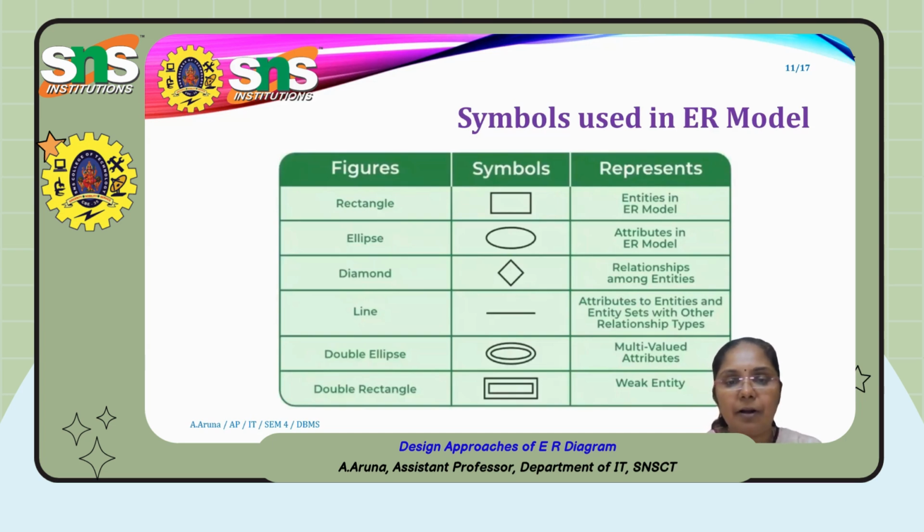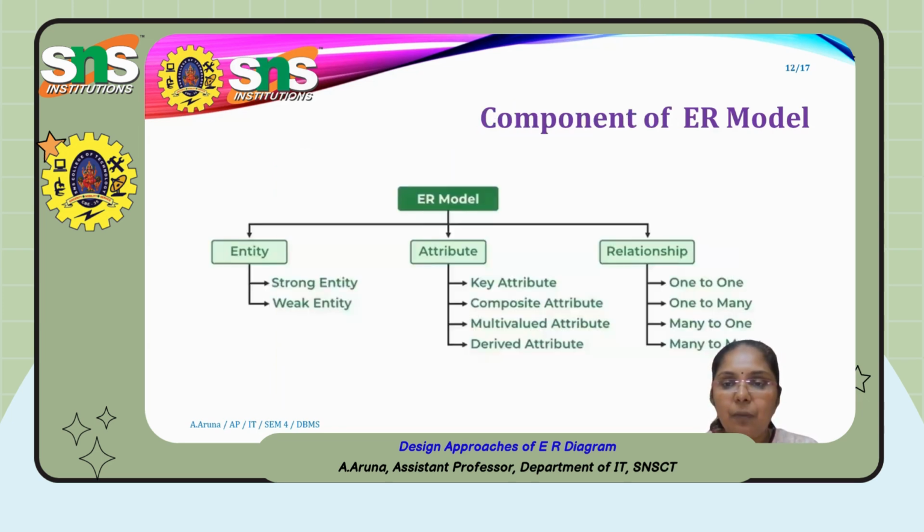A strong entity is a normal rectangle, and a weak entity can be represented by a double rectangle. These are the major symbols going to be used in an ER diagram. This detail we're going to see in the next video. And also, I said that in our ER model, we have three components: one is the entity, another one is the attribute, and the third one is the relationship.